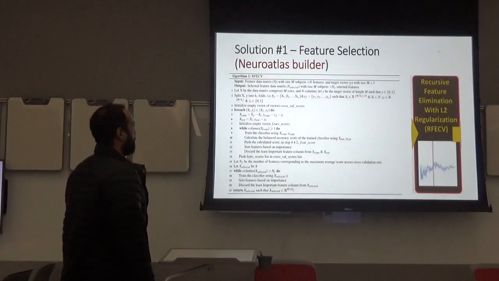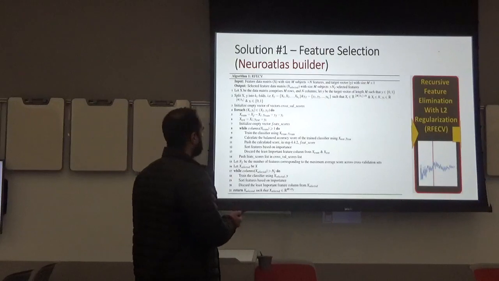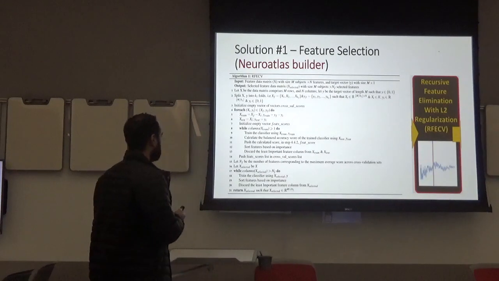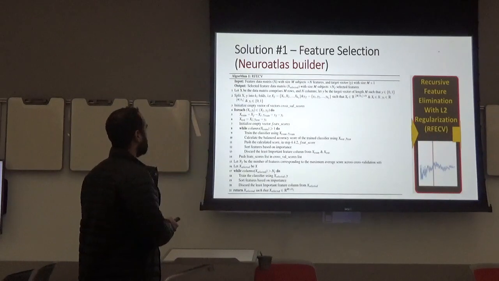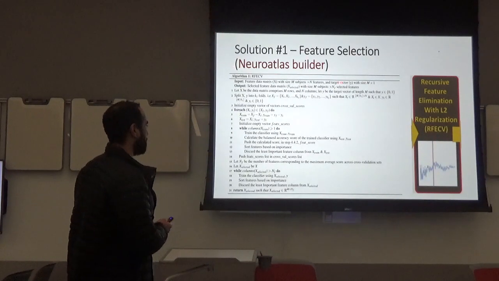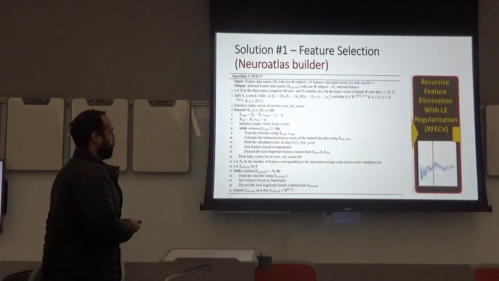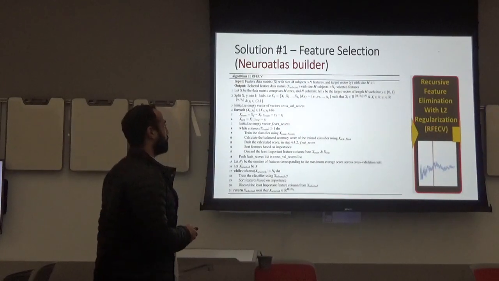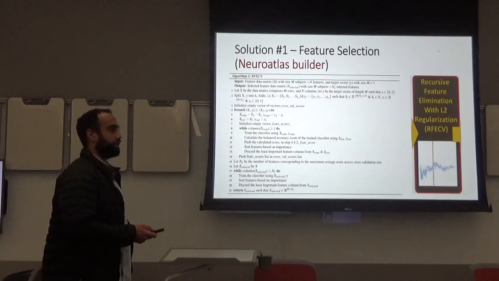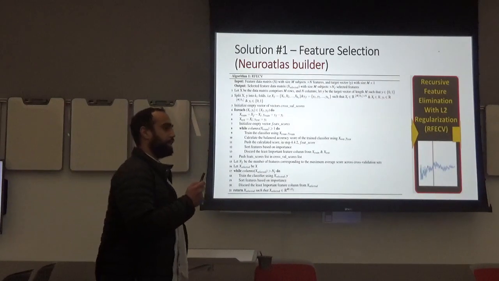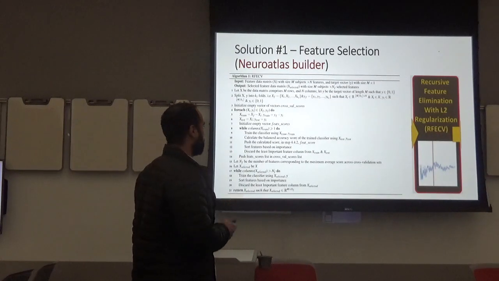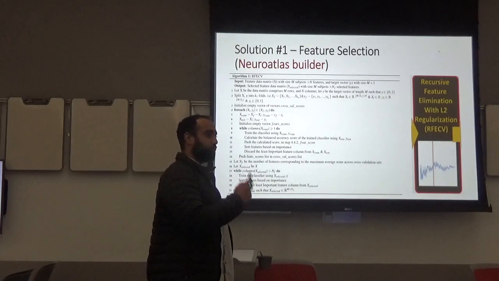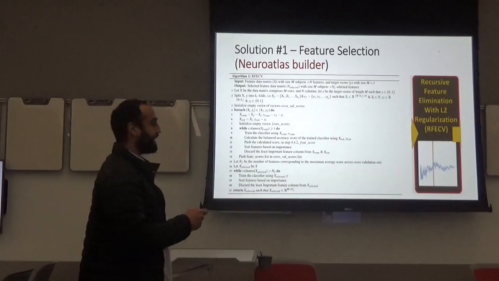And then we have the first processing section in the pipeline, which is what I call Neuro Atlas Builder. In this step, we perform this for multiple classifiers. And each classifier, we think of it as a hypothesis. So I think that there is a linear hypothesis that we can use to separate the morphological features of ASD and TD.